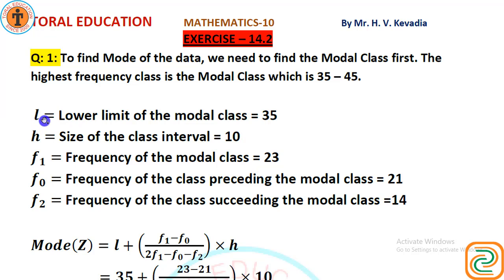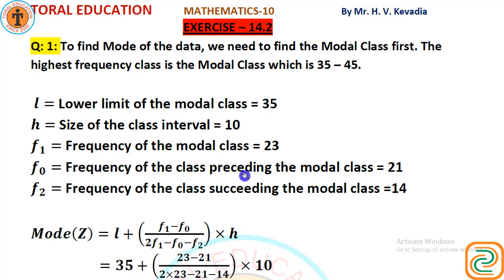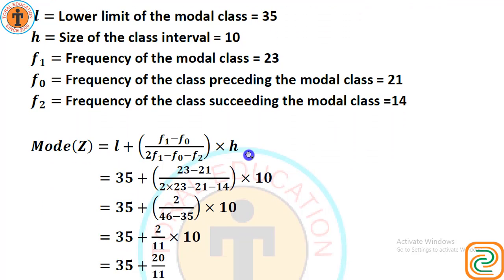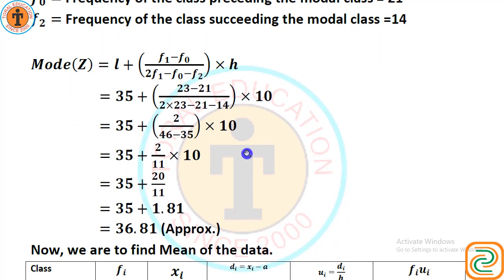So let's take the lower limit 35, class size 10, h equals 10, f1, that is the frequency of the modal class, this is 23, f0, that is the preceding class frequency, 21, and f2, that is the frequency of the succeeding class, that is 14. Succeeding means the next class and preceding means before, above. Let's see Z, that is mode. Mode is L plus bracket f1 minus f0 upon 2f1 minus f0 minus f2 into h.